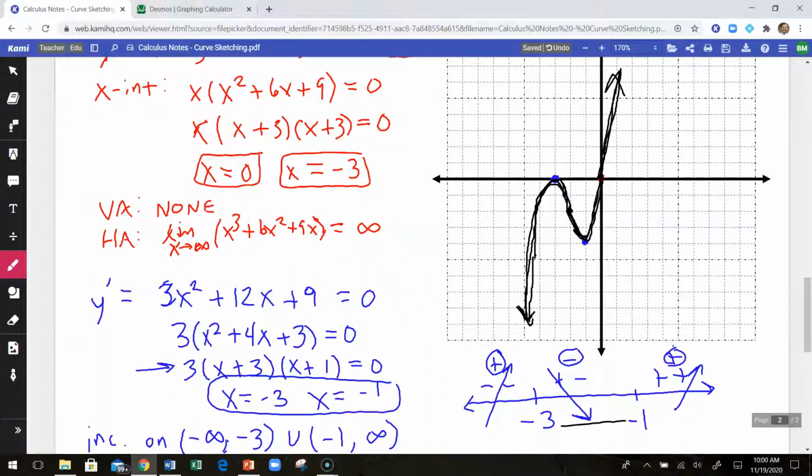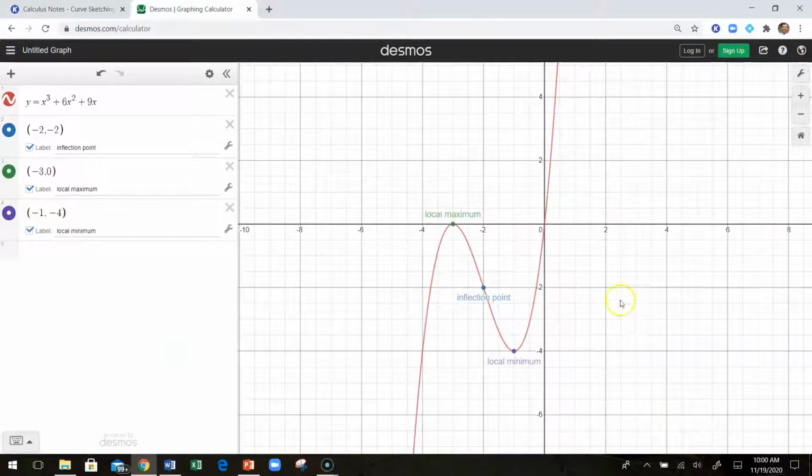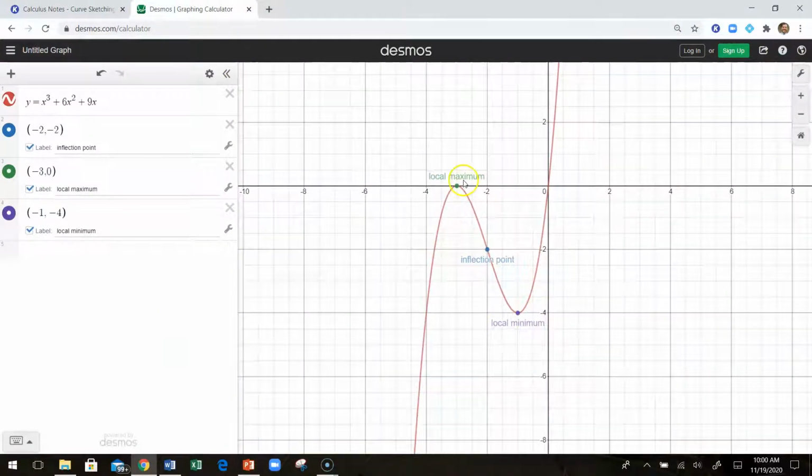Now, I've gone ahead and graphed this in Desmos to see how close we are to that actual graph, and this is what it looks like. Okay, so pretty close here, right? So we've got a local maximum here at -3, also an x-intercept, inflection point at -2, -2, local minimum at -1, -4. Here's another intercept at 0, increasing, concave down. It's decreasing here. Switches to concave up here, and is concave up the rest of the way as we increase beyond -1.